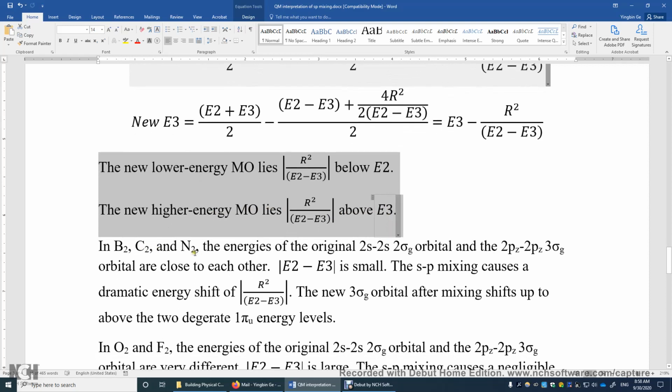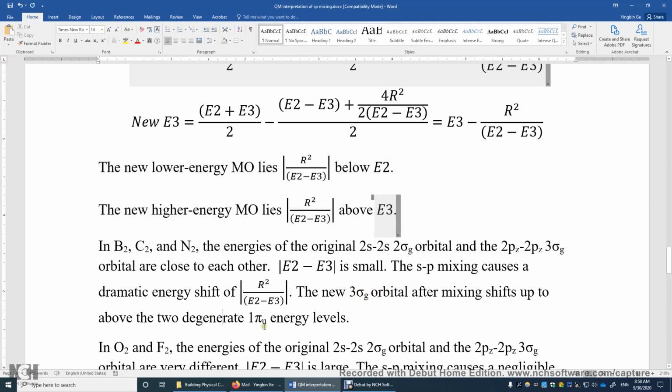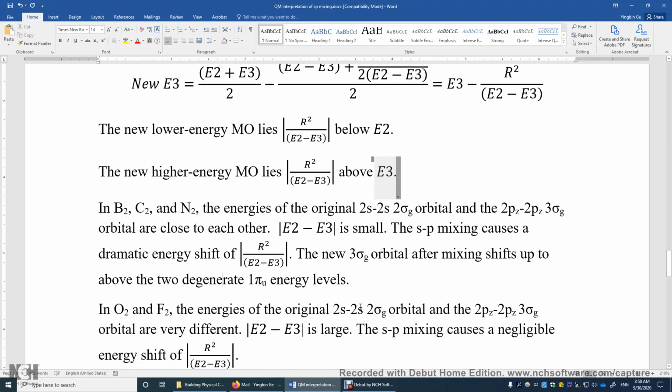In B2, C2, and N2, the shift is so significant. Why? Because in B2, C2, N2, E2 and E3 are so close to each other. Look at the denominator here. This denominator is small, therefore the shift is large. When the shift is large enough, we can bump this 3 sigma G orbital to above the two degenerate 1 pi u energy levels.